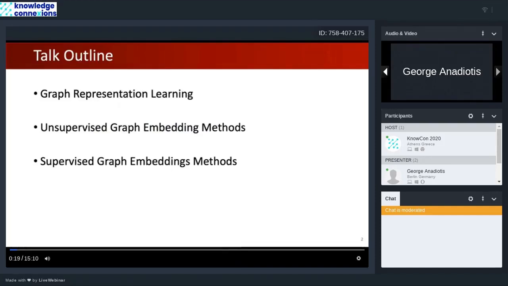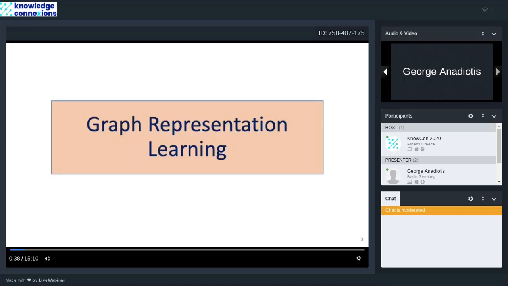So this talk will be split into three sections. I'll first start by reviewing the problem setup for graph representation learning and discuss different variations. I'll then introduce our GraphEDM framework and use it to describe some graph representation learning methods, both supervised and unsupervised. So let's first start by reviewing the graph representation learning problem setup.